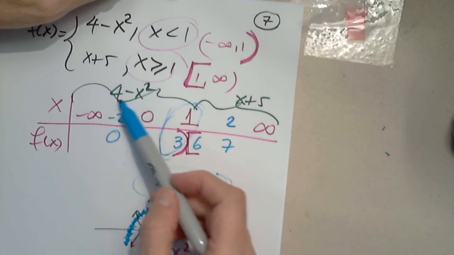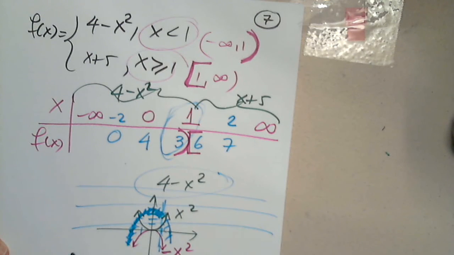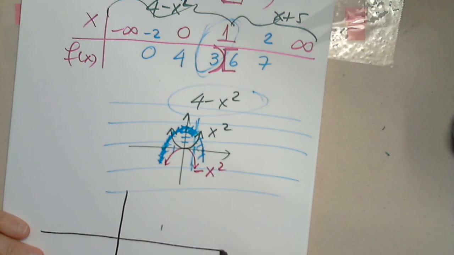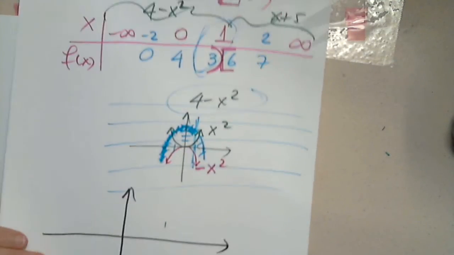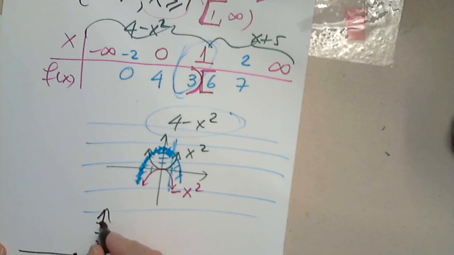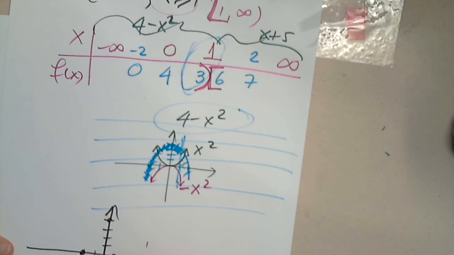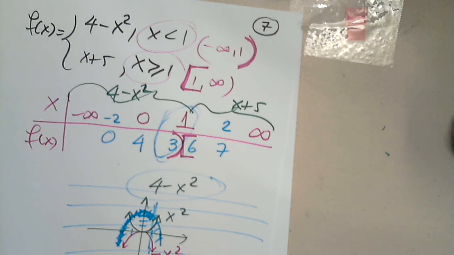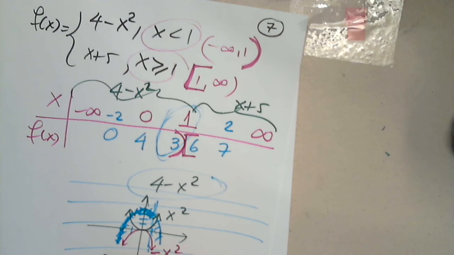So always analyze what you have. This is not the graph, of course. This was just our analysis of 4 minus x squared. Now I'm ready to graph everything. Negative 2, 0. 0, 4. And 1, 3. With an open point. 1, 6, 4, 5, 6, full point, and 2, 7, full point.